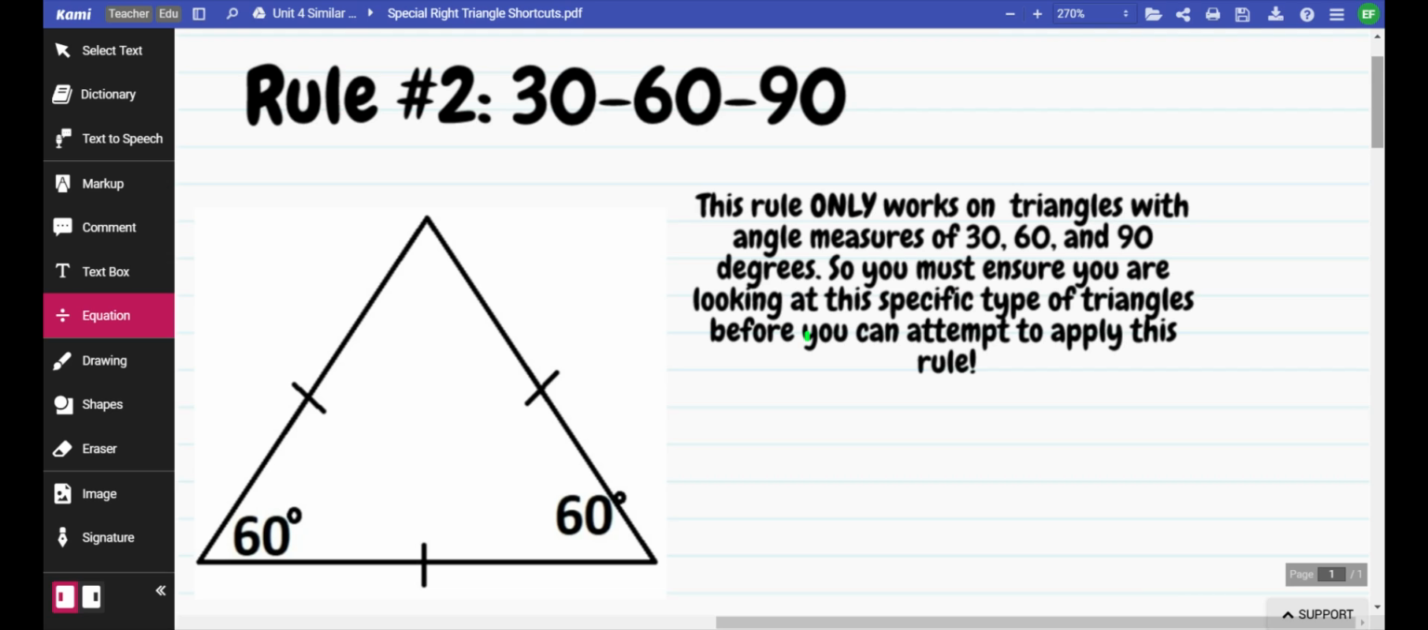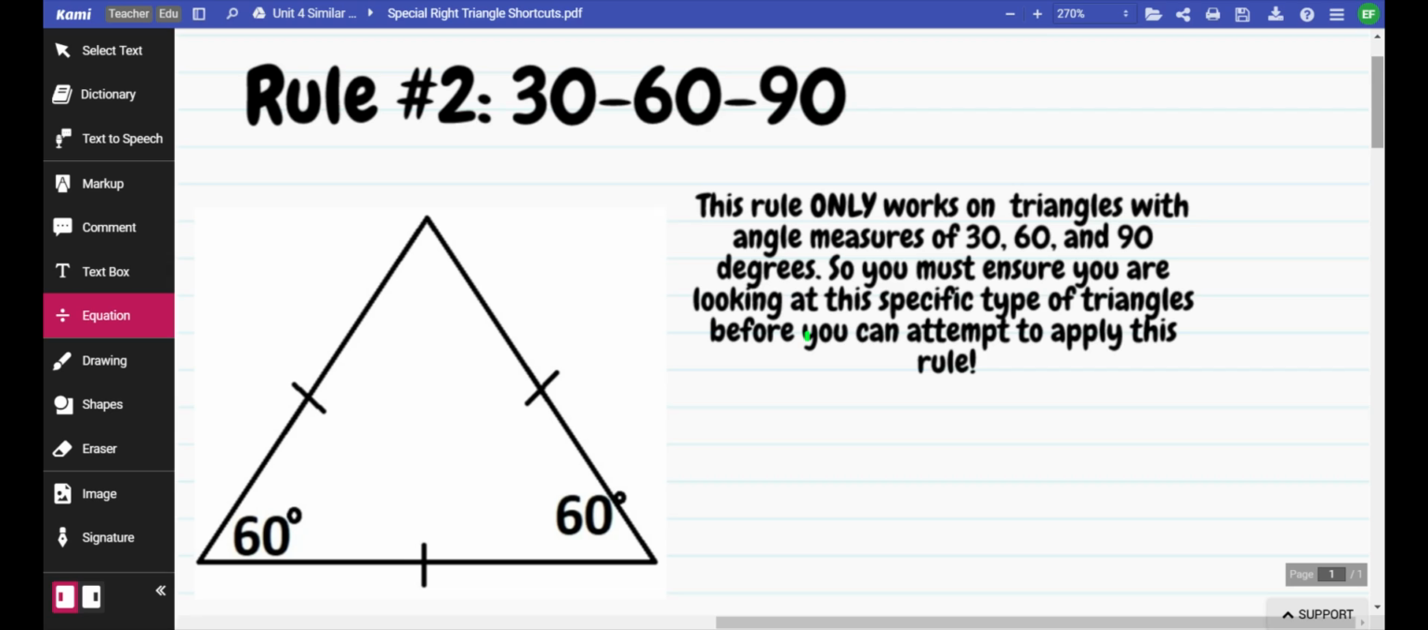So, special note here is that this rule only works on triangles with angle measures of 30, 60, and 90 degrees. So, before we can start applying this rule, we do have to make sure that we are looking at a triangle that has a 30-degree angle, a 60-degree angle, and a 90-degree angle in it. We cannot assume things. If we don't know for a certain fact that we are looking at this type of a triangle, we cannot apply this rule. Okay, same to be said for the 45, 45, 90.